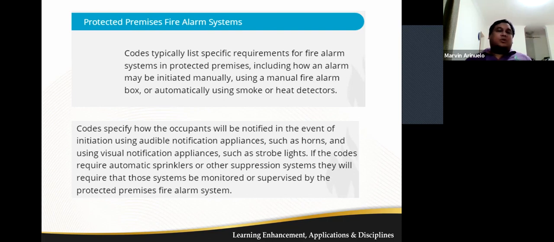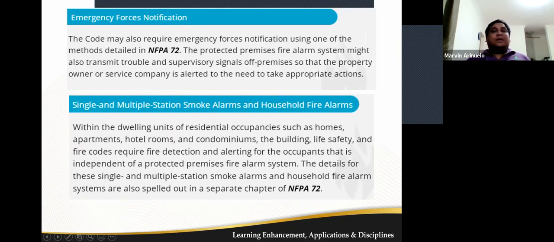Okay, so the code specifies how the occupants will be notified in case of emergency. The code will also require emergency forces notification using one of the methods detailed in NFPA 72. And the protected premises using fire alarm might also transmit trouble and supervisory signals of the premises so that the property owner or service company is alerted to the need to take appropriate action.